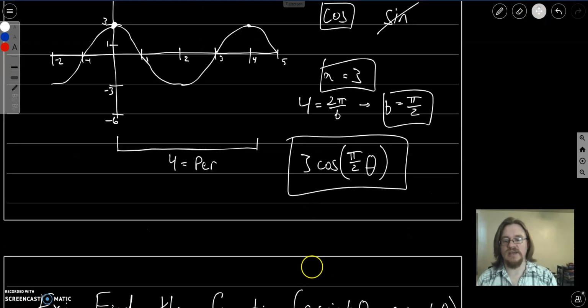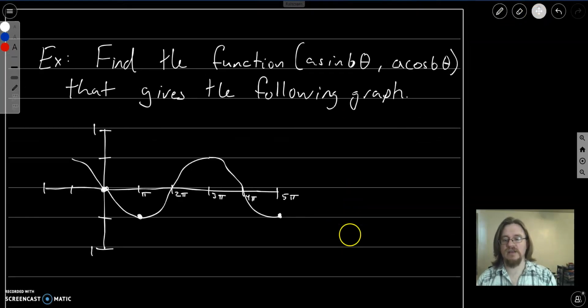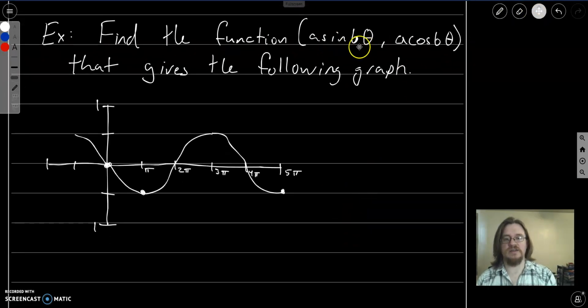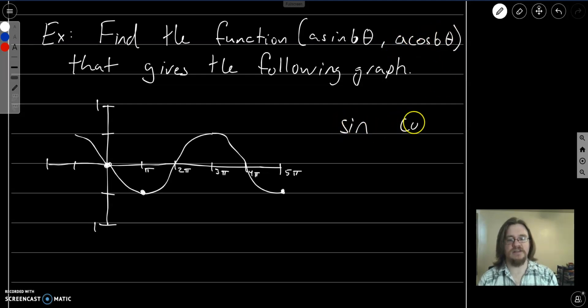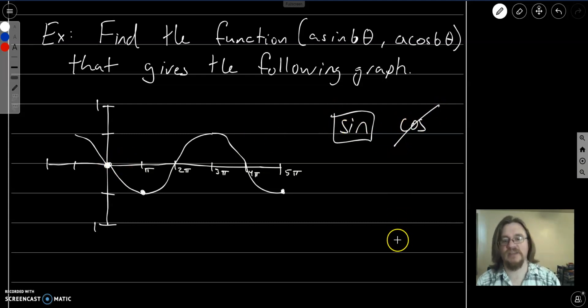Let's do one more example of this. So we need to find the function. Is this going to be a sine b theta, or is it going to be a cosine b theta? So let's look at the difference between sine and cosine. Sine always starts at 0 and should go up. Cosine should start at 1 and go down. And what we'll notice is that we're starting at 0 here. So starting at 0 means that we're not cosine and that we are sine. So this is great.